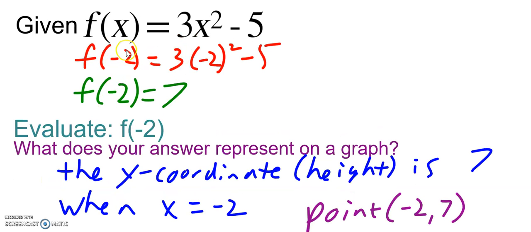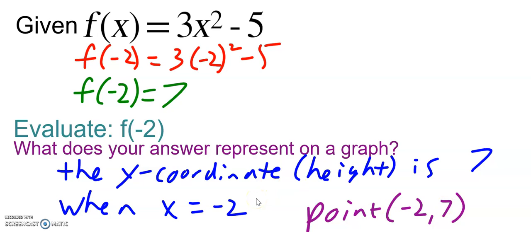Okay, so hopefully you plugged in negative 2 and you got an output of 7. So we have f of negative 2 equals 7. And what does that represent on a graph? Well, remember, the 7 is a y-coordinate or a height of a graph, and it's telling us that when x is negative 2, the y-coordinate or the height is 7. So we have the point (negative 2, 7) on the graph.